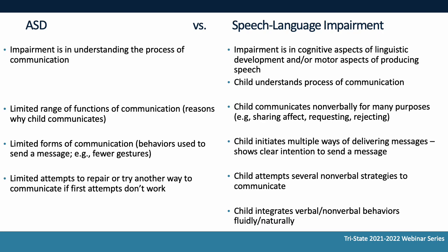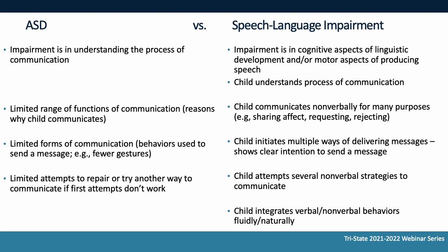In autism, the impairment is in understanding the process of communication, understanding that there are two people that can do things with their bodies and their mouths in order to regulate each other's behavior or connect with the other person. So in ASD, the problem has to do with learning about the process of communication. Whereas in a speech language delay, the impairment could be in the cognitive aspects of sorting and categorizing and learning words, or it could be in the motoric aspects of producing speech.